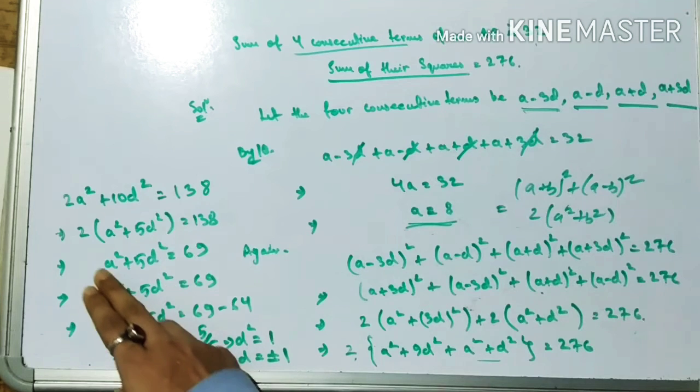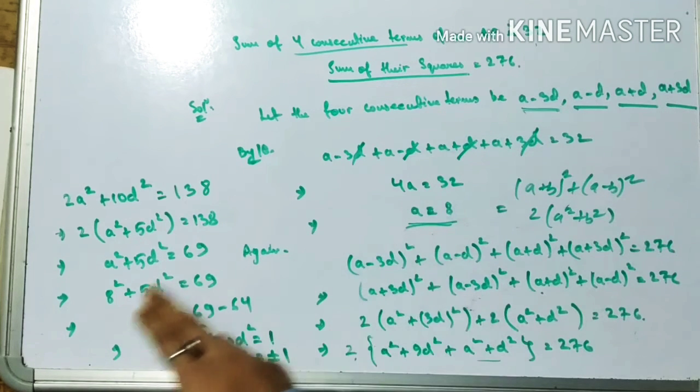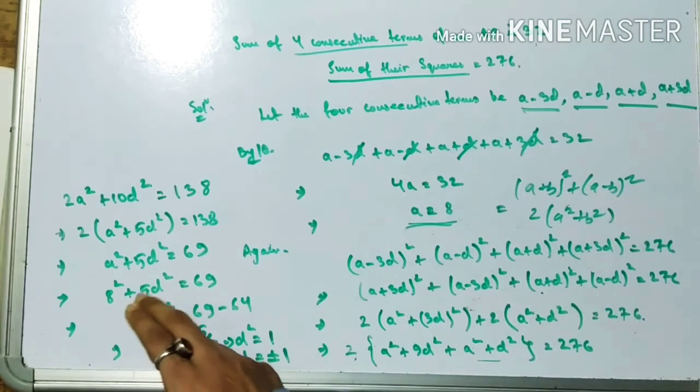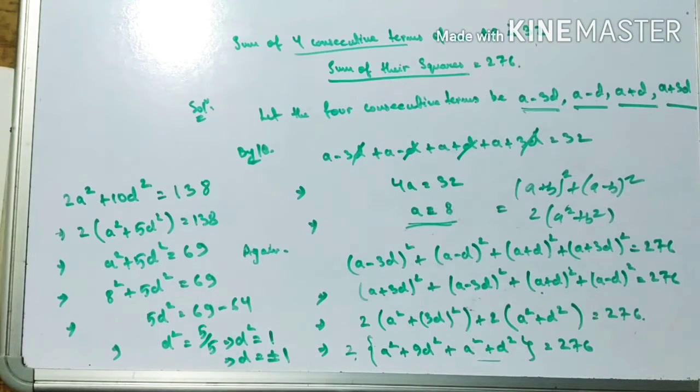The value of a I know is 8, so I put it in here. 8 square plus 5d square equals 69. 8 square is 64. Sending it to that side, 5d square equals 69 minus 64, which is 5. So d square equals 5 by 5, which is 1. So d equals plus minus 1.